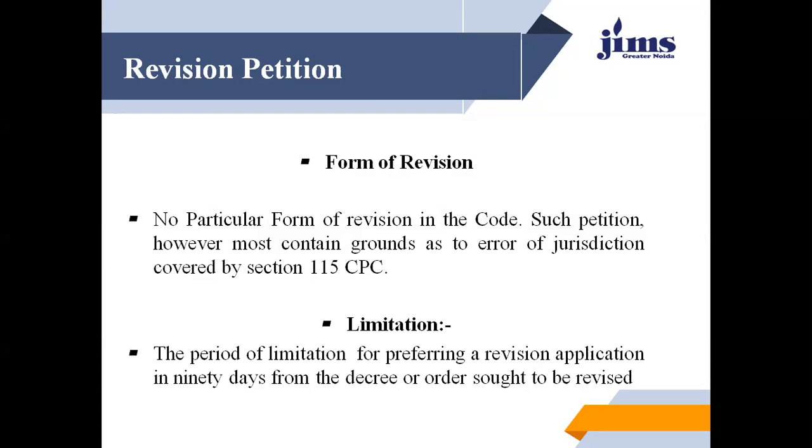The revision would not be maintainable when there would be no failure of justice, nor would the party be put to an irreparable loss or injury as contemplated by Clause B of the exceptions to the proviso to Section 115 of the CPC. The High Court can exercise the power of revision suo motu or on the application of an aggrieved party. Under Section 115 of the CPC, the High Court can also exercise under Article 227 of the Constitution the power of superintendence over all courts and tribunals within its territorial jurisdiction. So from this, we may infer that there is an interrelation between Section 115 of the CPC and Article 227 of the Constitution of India.